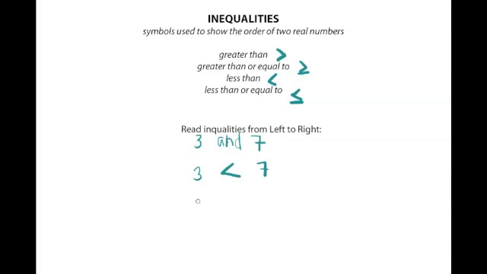Okay, what if I flipped it? I did 7 and 3. Now which of these symbols match up here? The greater than, 7 is greater than 3, 7 is greater than or equal to 3, less than 3, or less than or equal to. Probably going to have to say greater than, so I'm going to write this in. So that's how we would write it.